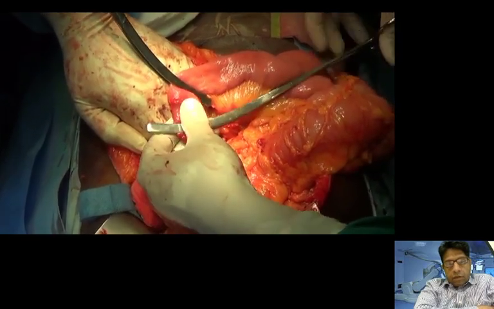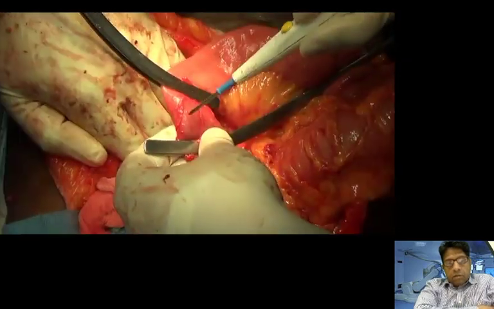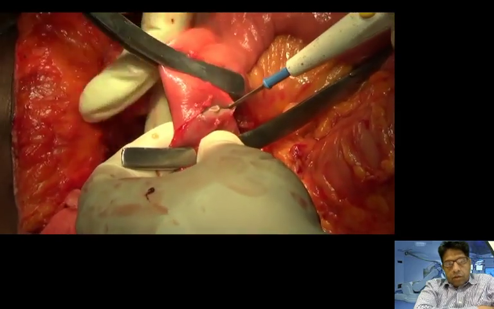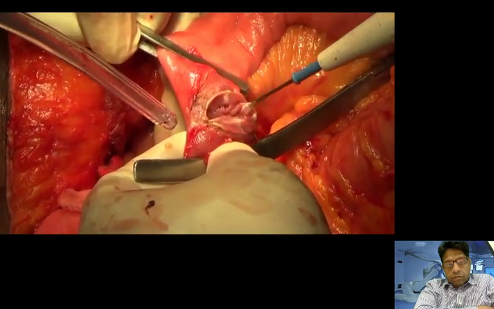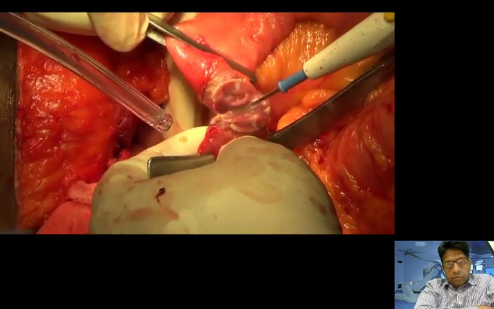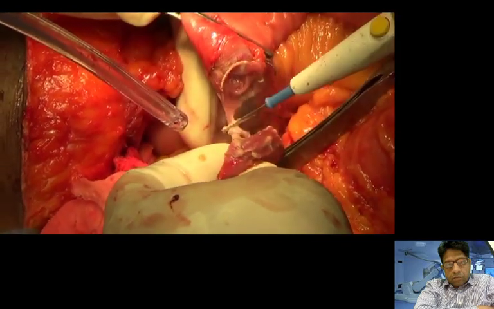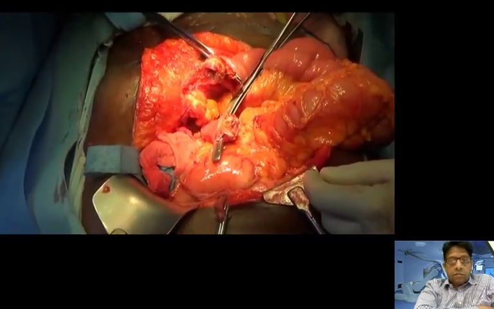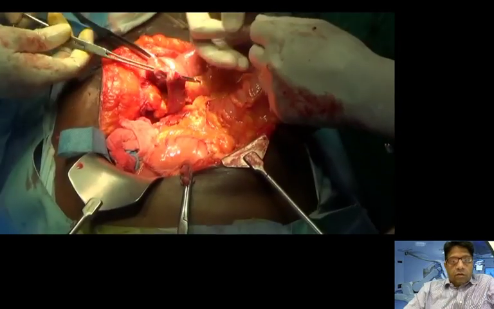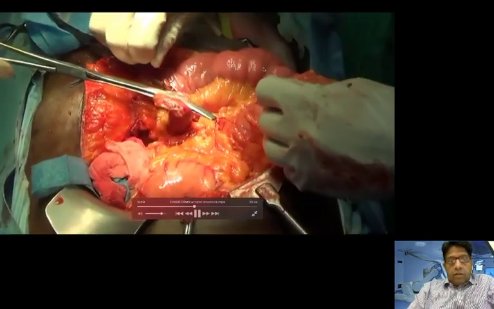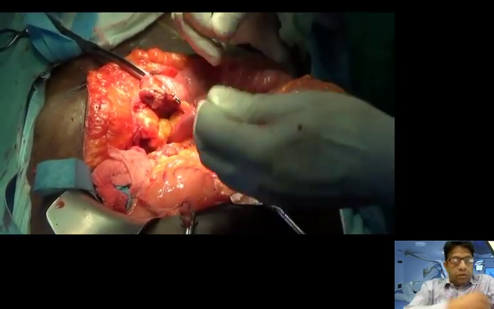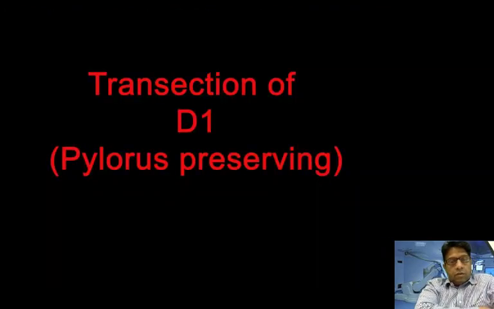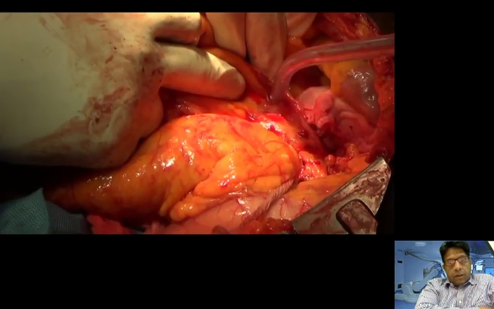To soft bowel clamps, transecting the jejunum. And this is the duodenal end which they're tying off, and that's the distal end which will be brought up through the retrocolic route. That is a pylorus preserving procedure.